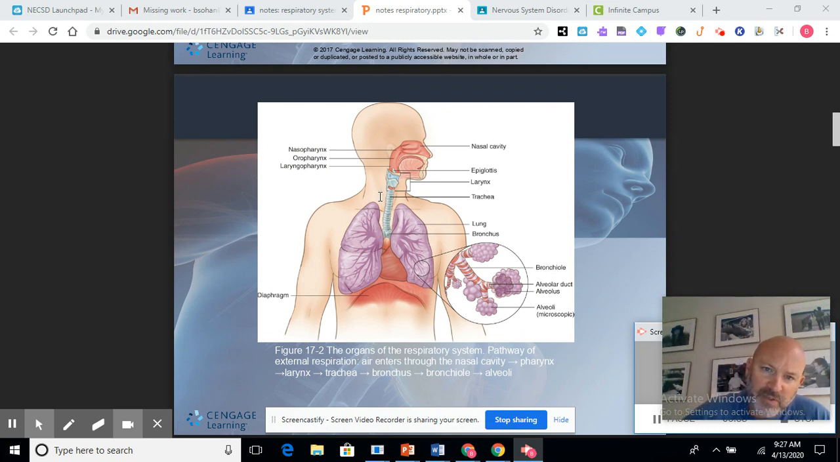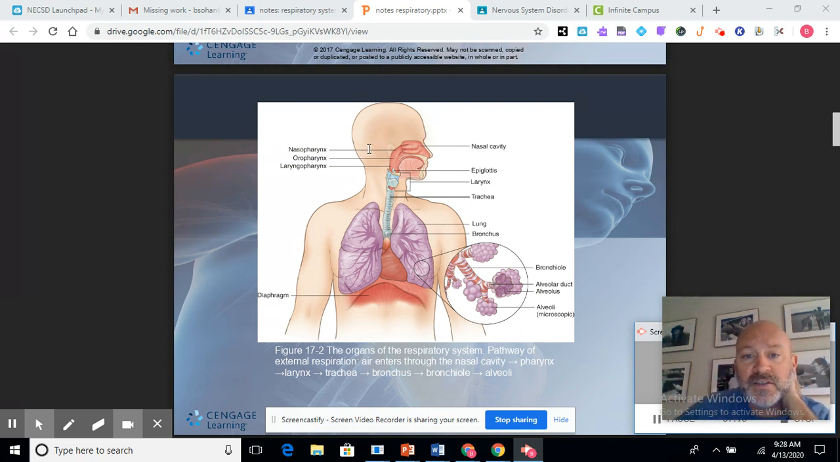The esophagus would be just posterior to this trachea. The trachea is more anterior, which means it's out in front. If you touch your neck, you could feel the trachea here. So food would be going down the tube directly behind it.